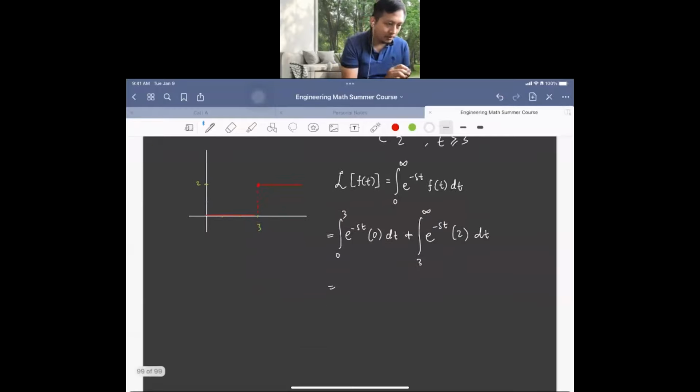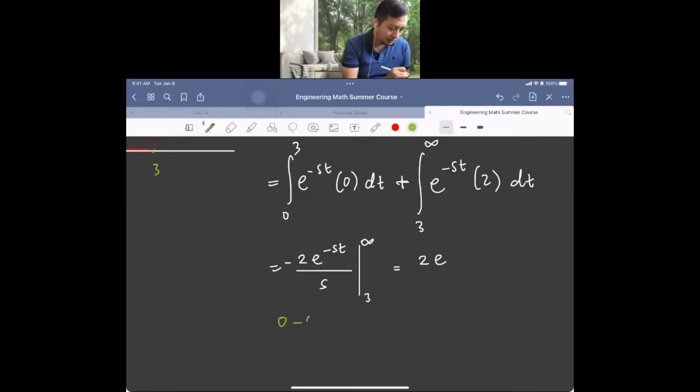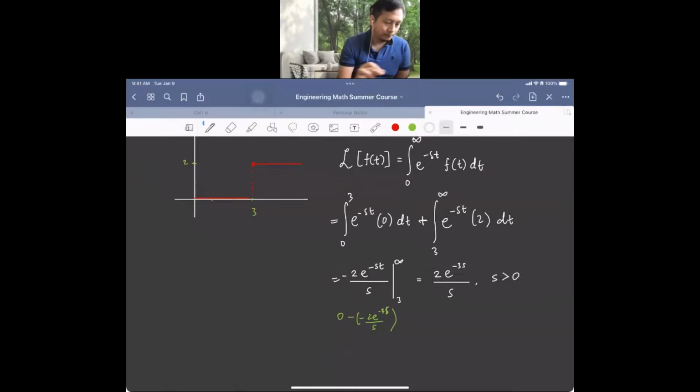The left part will be 0, then we just have, if we integrate this, 2e to the negative st divided by negative s from 3 to infinity. We can simply see this as 2, because it's actually 0 minus minus, right? So we have this 2e to the negative 3s over s, and s should be positive.